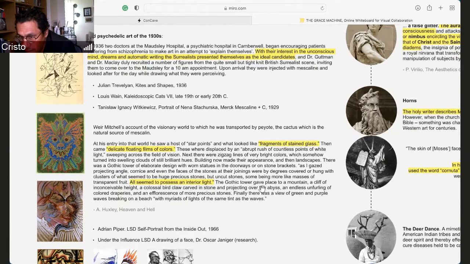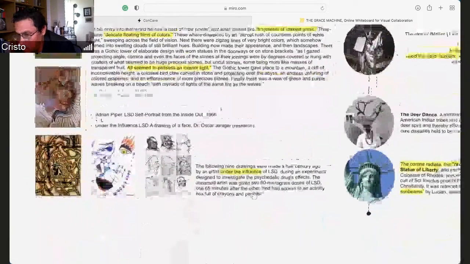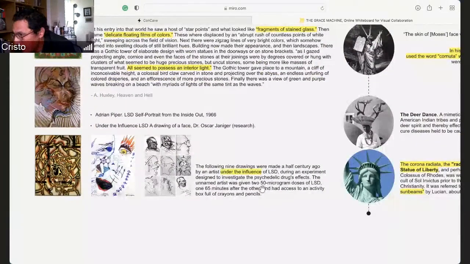The first one is Julian Trevelyan, called Kaizen Shapes. And then we see this kaleidoscope cat. These three are made by people induced with mescaline, right? And then we have three images on the bottom, which are done by artists induced by LSD. And for example, the one on the far right is Nine Drawings.